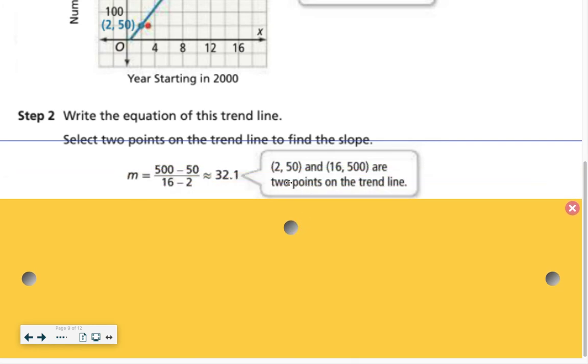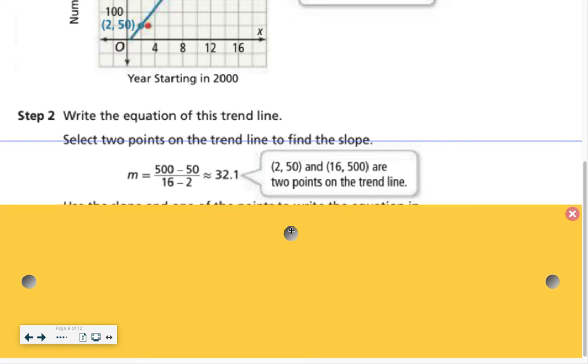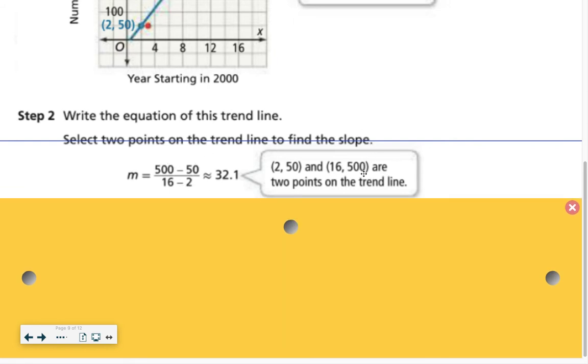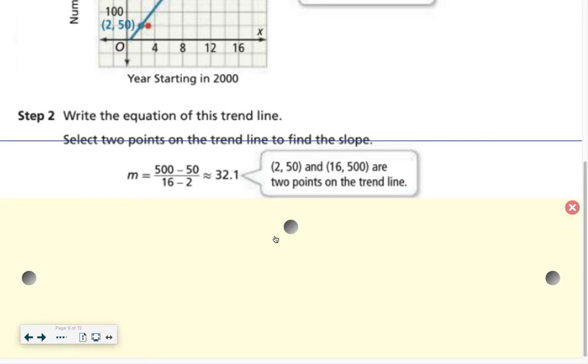So they had picked the 2 points, (2, 50) and (16, 500). So they found the slope between them just like we did in chapter 2. So they did y minus y, so 500 minus 50, over x minus x, or 16 minus 2. When they did that, they got a slope of about 32.1. And I know last chapter I talked about how I never want you to use decimals for your slope. These scatter plots are going to be an exception to that rule, okay? You're going to definitely have some messy numbers with decimals, and that is okay for this chapter.